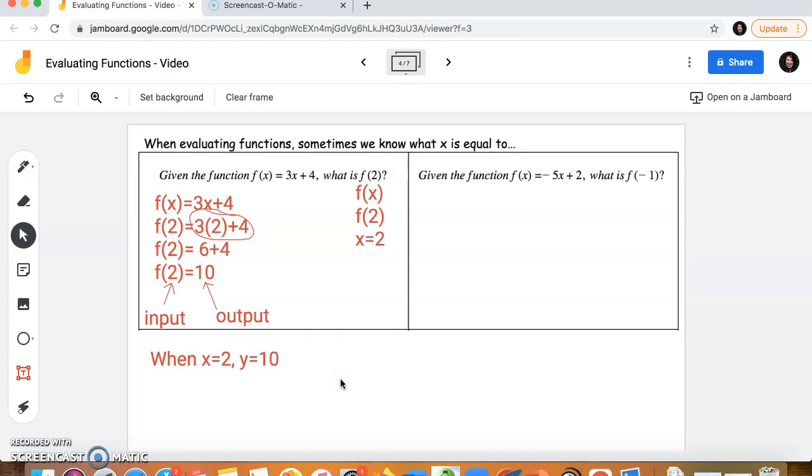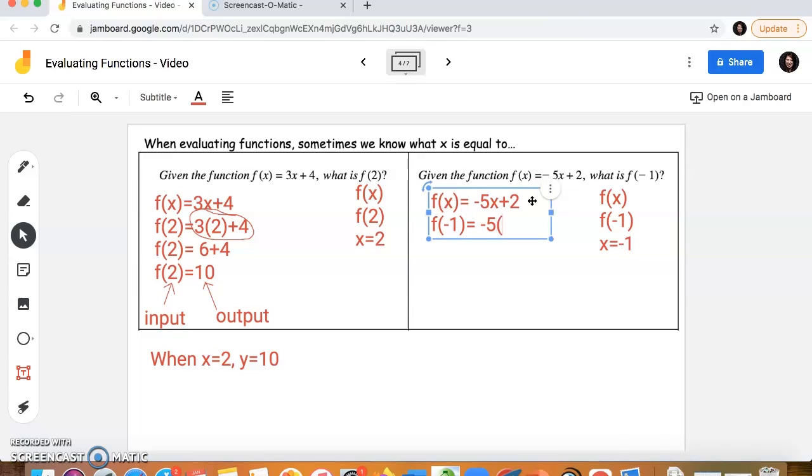Okay, so our input is 2, our output is 10. If we had a function machine and we input 2 into the machine and we get out 10, that's what we mean by that. Okay, so we'll do the same thing over here. Normally you would have f of x, but we have f of -1, so that means x is -1. So wherever we see an x, we're going to replace that x with a -1.